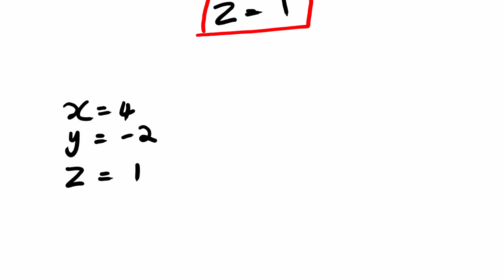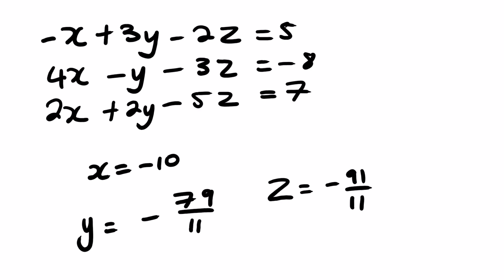It's a 3 by 3 matrix. Let me give you linear systems that you are going to solve. The solutions for this linear systems: x is equals to negative 10, y is equals to negative 79 over 11, z is equals to negative 91 over 11. Just work out using Cramer's rule and verify your answers. These are the correct solutions.